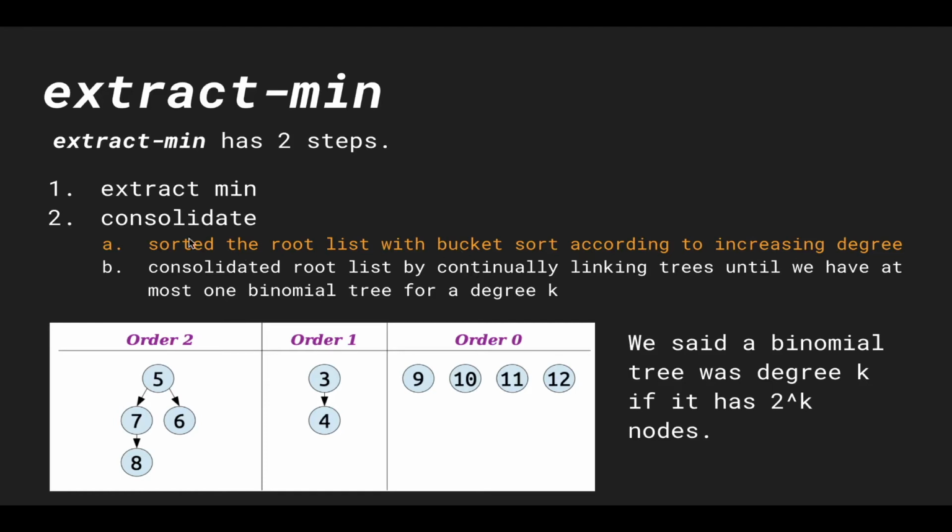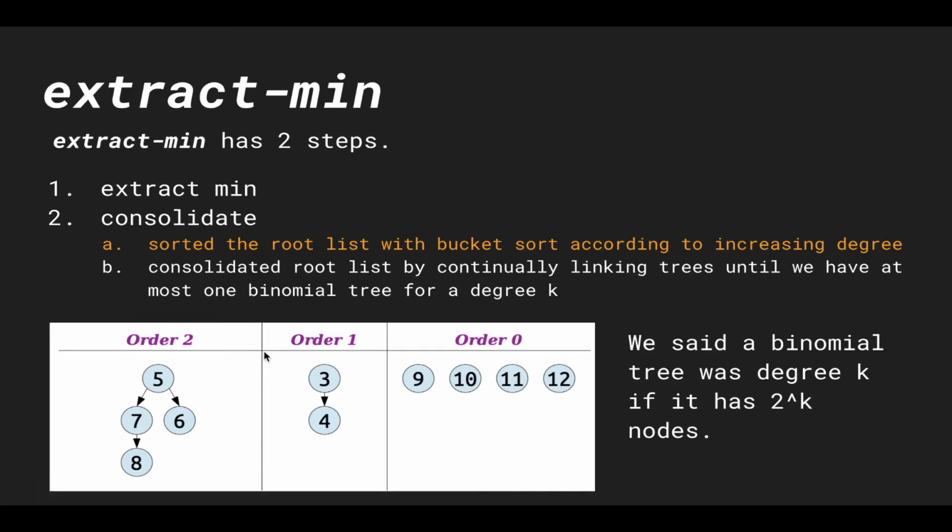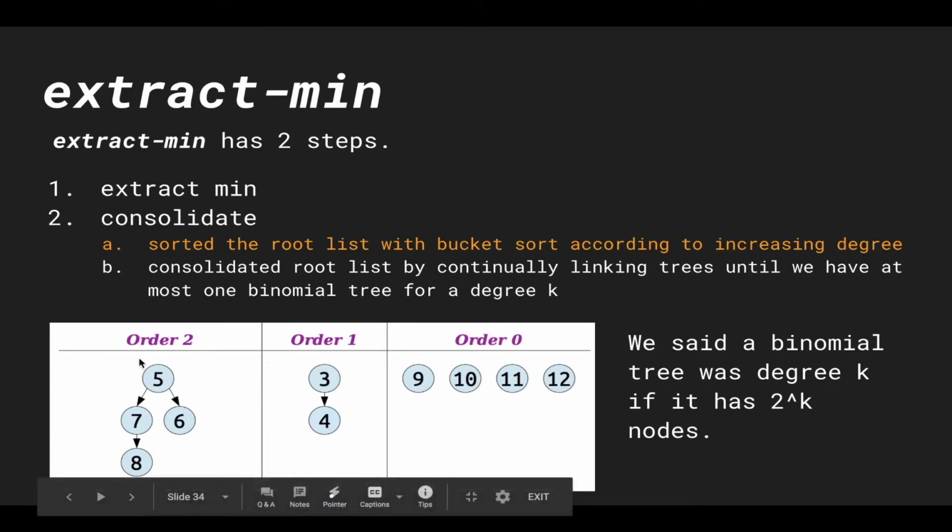And the second substep, 2b, is to consolidate the root list by continually linking trees until we have at most 1 binomial tree for degree k. So here's a picture of the second step, consolidate. The first step is to sort the root list with bucket sort according to increase in degrees. So remember that we knew the upper bound of the degrees of our binomial trees because it's logarithmic. So we create the buckets, and then we place the binomial trees into their corresponding buckets.